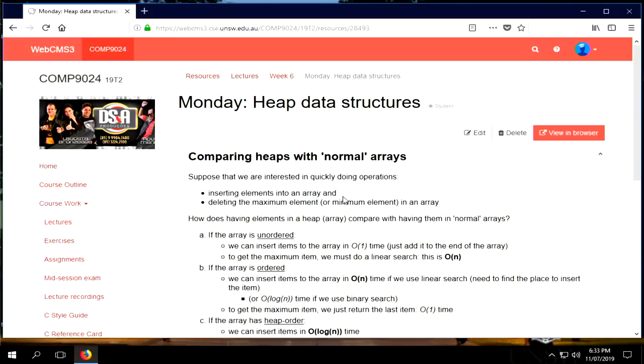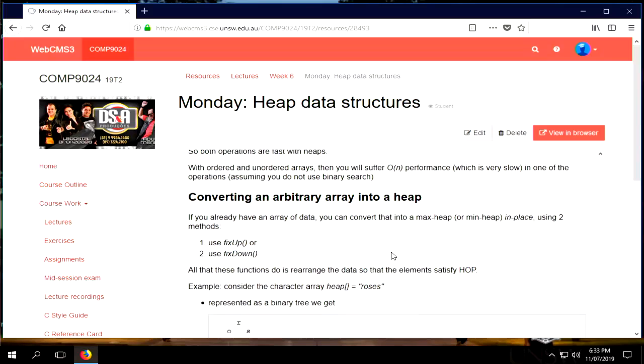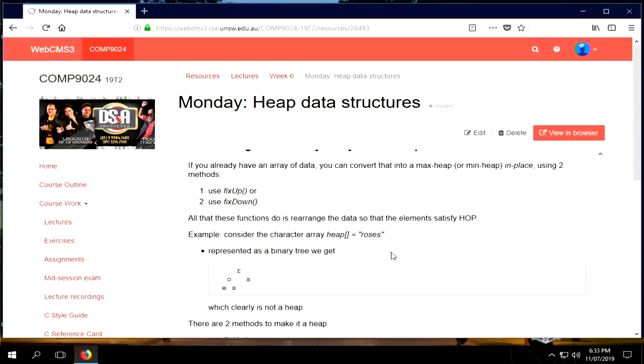All that is this section here, comparing heaps with normal arrays. Oh, sorry, no, it's converting an arbitrary array into a heap. We use fix-up, or you can use fix-down. But be careful that you don't get the wrong one. That's what I just want to spend a few minutes on now.